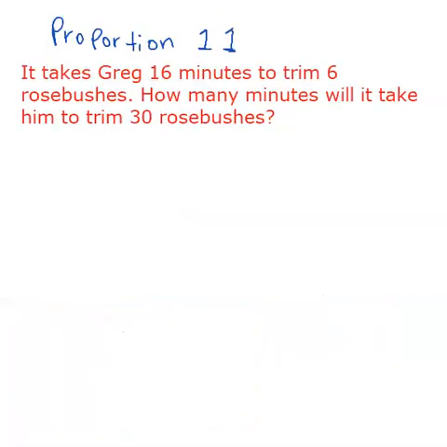Proportion 11. It takes Greg 16 minutes to trim 6 rose bushes. How many minutes will it take him to trim 30 rose bushes? So let's organize what we know. So it says 16 minutes. So you're going to put that here on the top. 16 minutes over the 6 rose bushes. So he could trim 6 rose bushes in 16 minutes. So we want to know, we don't know how long it will take. So that'll be X, because the tops are the minutes, for 30 rose bushes.